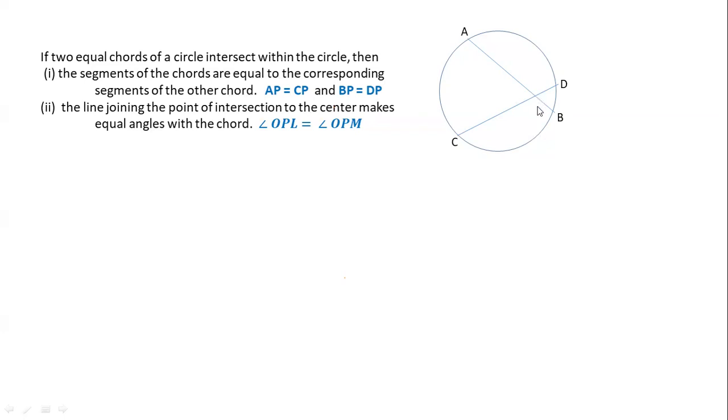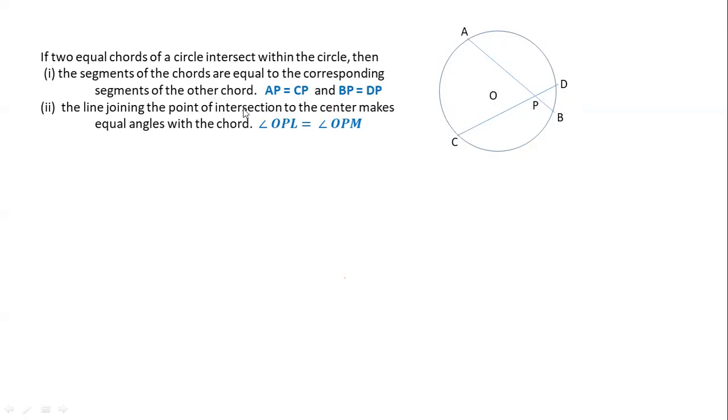If you join the point of intersection, this is the center of the circle and this is the point of intersection. The segment AP and CP, that means this segment is equal to this segment, and BP is equal to DP. So that's why the segments of the chords are equal to the corresponding segments of the other chord.